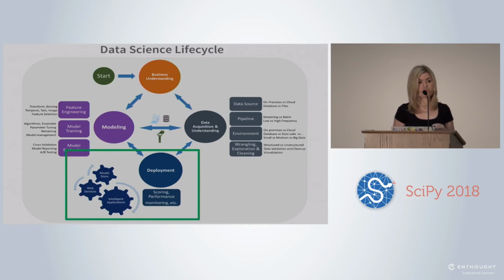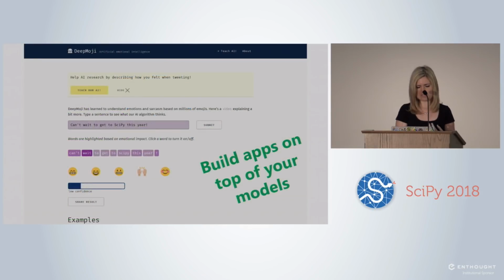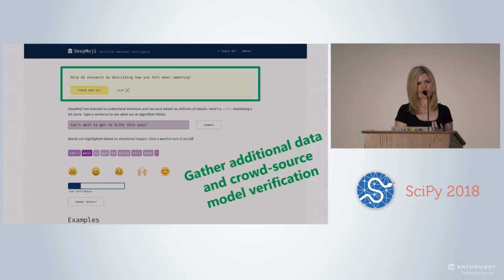And the real magic of being able to deploy as a container is that you can suddenly have a lot more control on how your model is used. So for example, you can build apps on top of your model. This is an example of something that was created by the original team from MIT, deepmoji.mit.edu, that allows them to collect additional data and crowdsource their model verification over time.